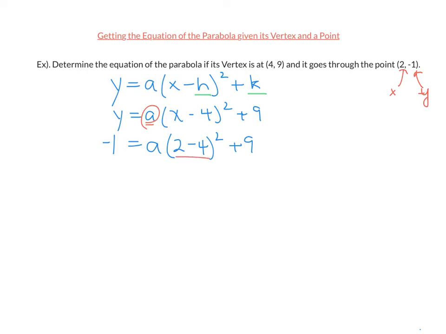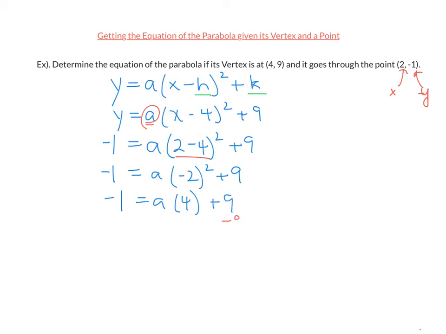Now I'm going to actually simplify inside the brackets first before I start to solve. So 2 take away 4, that would be -2, which is then squared. So exponents will happen next. -1 is equal to a times 4 plus 9. And now I'm ready to start solving.